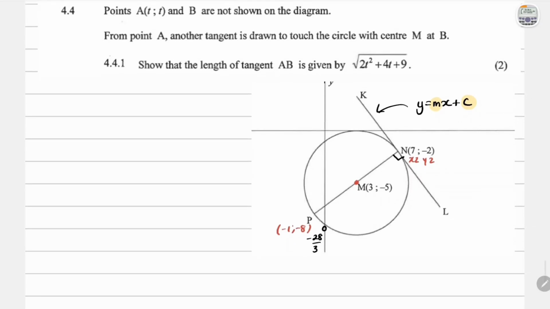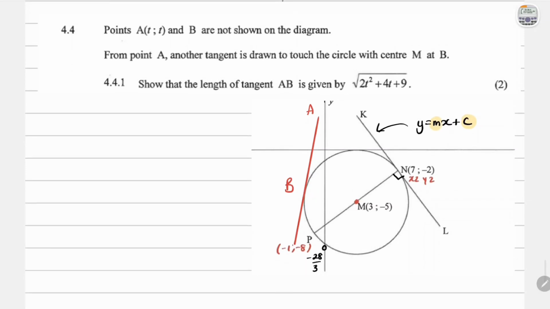So what's going on is we have this circle, and then from point A, a random point, it could be anywhere, it could be here, it could be here. I'm just going to put it here. So another tangent is drawn from point A. Okay, so this is a tangent. It touches the circle at one point, and it comes from the point called A. And they say that from point A a tangent is drawn to touch the circle with the center M at B. So the point of contact with the circle is B. That's what we have going on there.